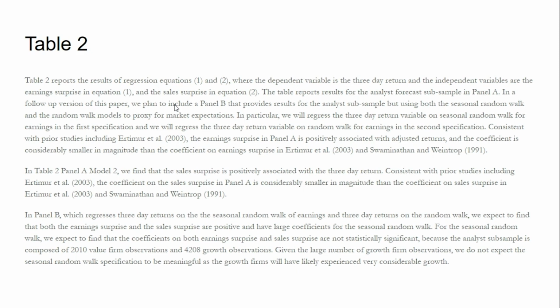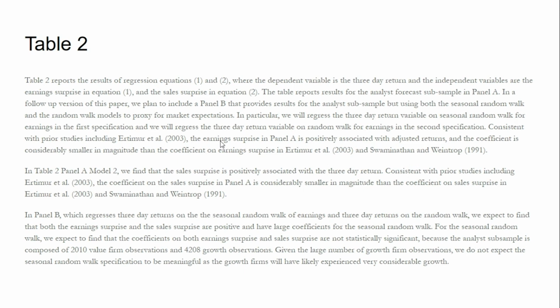Consistent with prior studies, including Erdemer et al., the earnings surprise in panel A is positively associated with adjusted returns. And in this case, we're using raw returns. And so this should read raw returns instead of adjusted returns. And the coefficient is considerably smaller in magnitude than the coefficient on earnings surprise in Erdemer et al. and Swaminathan and Whiterup, 1991.